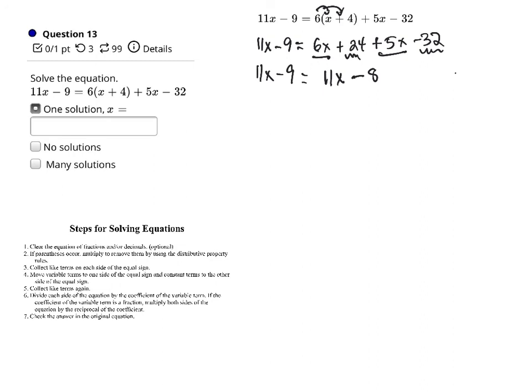Now, these are not exactly alike, right? So we're going to subtract 11x from both sides. The x's go away on both sides. So that leaves us negative 9 equals negative 8. That's a false statement. So that's going to be no solution.